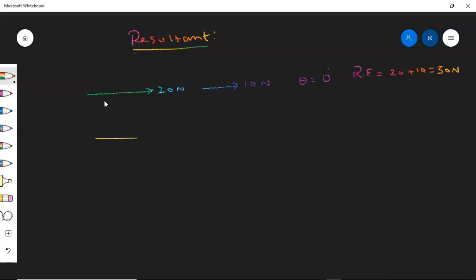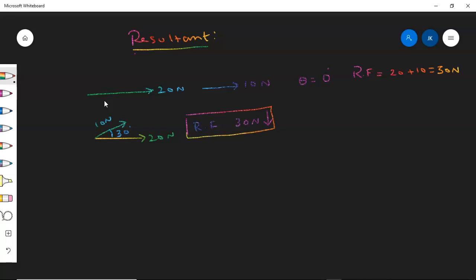Now here is 20 Newton and here is 10 Newton, and the angle between them is 30 degree. Now the resultant force value will be decreased from 30. Your answer will be less than 30. So how will we find the resultant force?